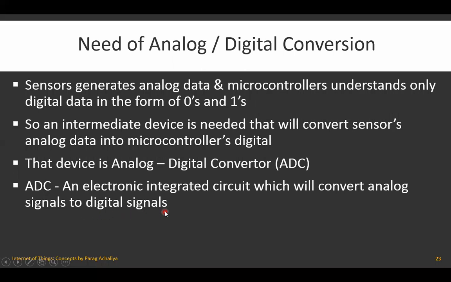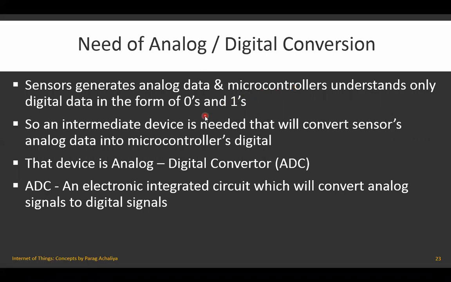Whenever any sensor generates data, that data will be in analog form, but the microcontroller, or let's say our system, will not understand this analog data. What will the system understand? The system usually understands data in digital format, that is, either zeros or ones. Strictly digital data will be understood by your microcontroller, microprocessor or any system.